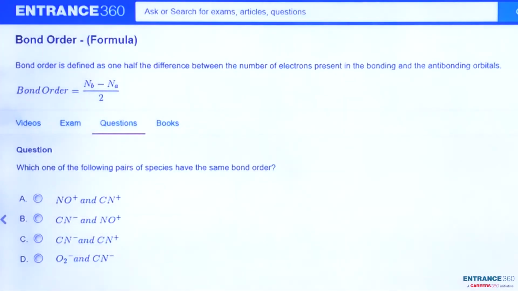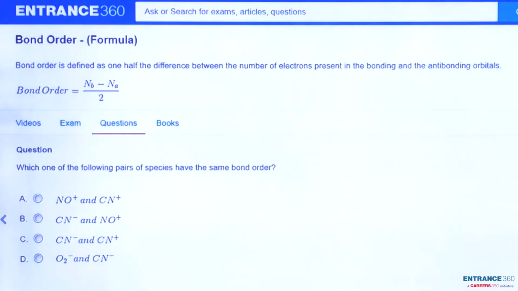Hello students, now we are going to discuss a problem from JEE Main 2008, and this is a question from the chapter chemical bonding. The question says: which one of the following pairs of the species have the same bond order? We have been given four options, with two species in each option.